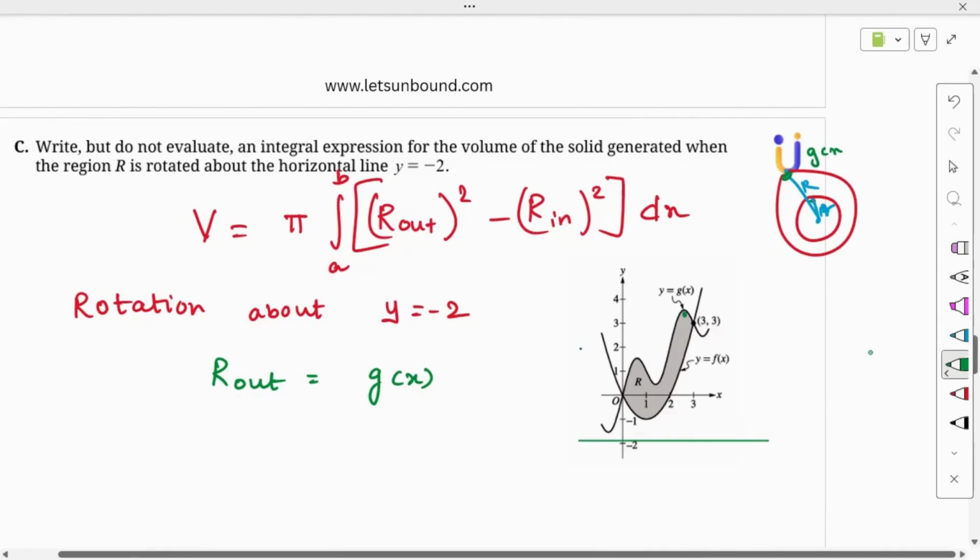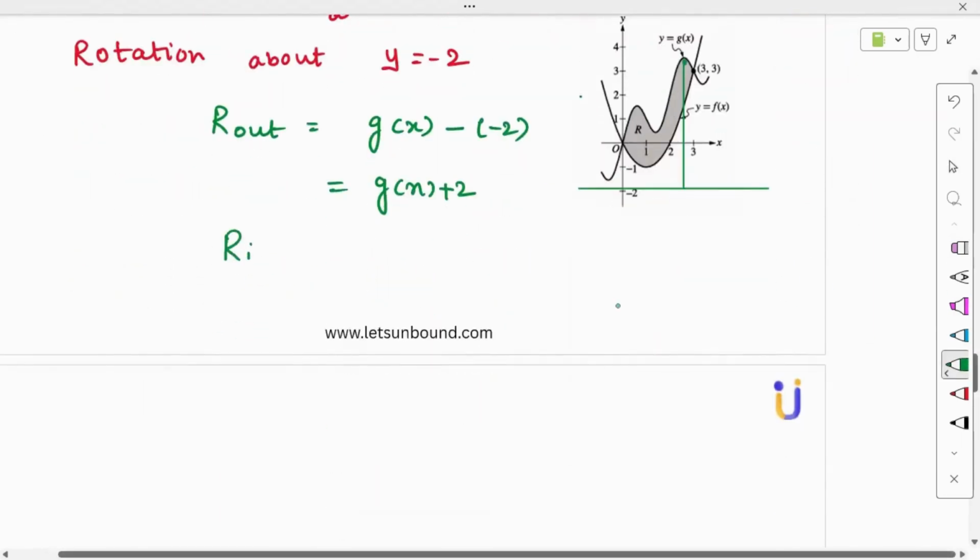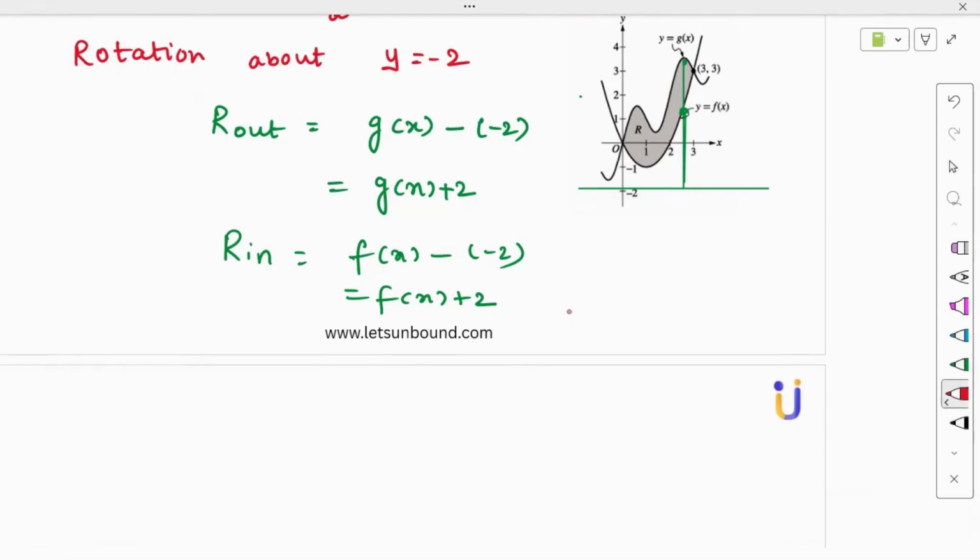So how can I find the radius? It is g of x minus -2, the distance between them to the line, which is g of x plus 2, right? And the inside radius is this function: f of x minus -2, which is f of x plus 2. That's it. We got this.